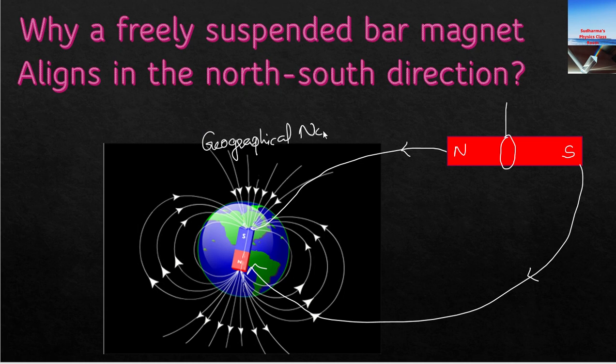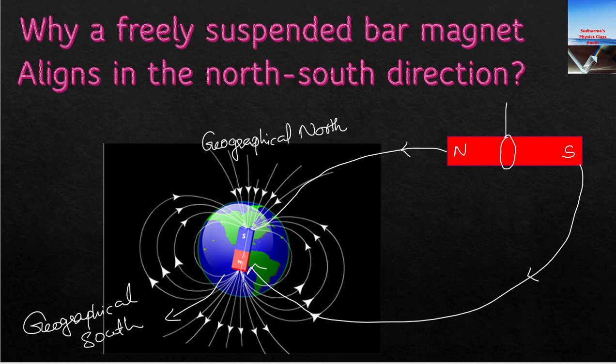at the geographical north, we have the Earth magnet's south pole, and at the geographical south, understand the difference, at the geographical south, that means at the south pole, we have the Earth's magnet's north pole. It's just the opposite. Okay, at the north pole of the Earth, we have the south pole of the Earth's magnet. At the south pole of the Earth, we have the north pole of the Earth's magnet. That is why when we freely suspend a bar magnet, it aligns in the north-south direction.